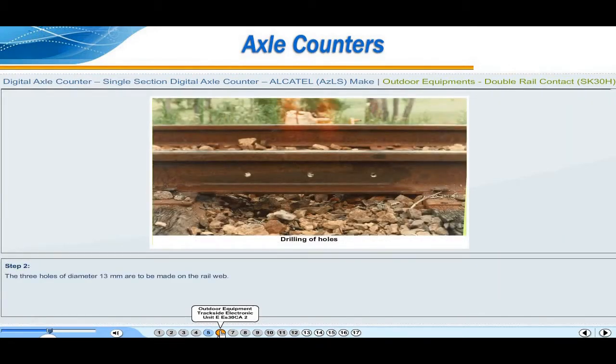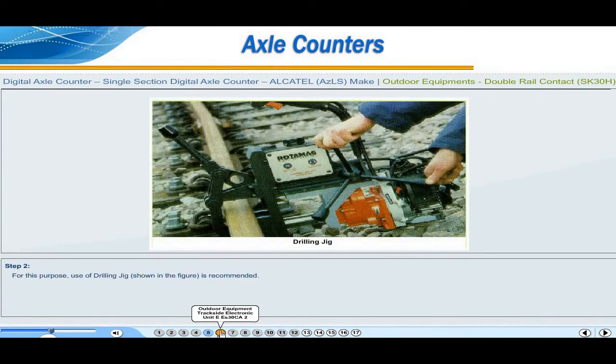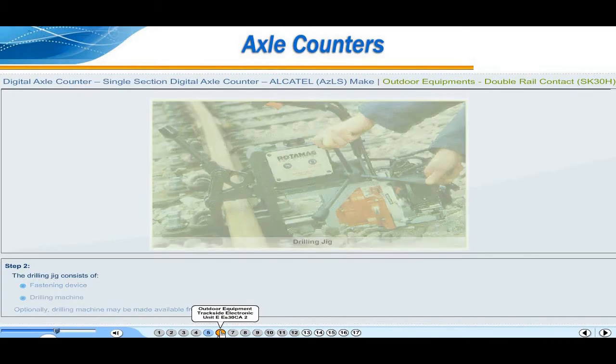Step 2. The 3 holes of diameter 13 millimeters are to be made on the rail web. For this purpose, use of the drilling jig, which is shown in the figure, is recommended. The drilling jig consists of a drilling template, mounting device for the drilling machine, templates for the standard rail profiles, fastening device, and drilling machine. Optionally, the drilling machine may be made available from ELDYNE.